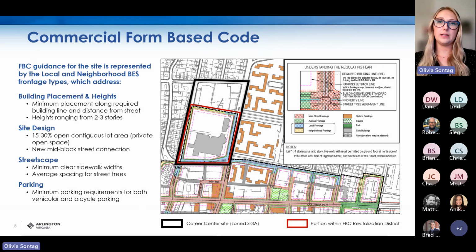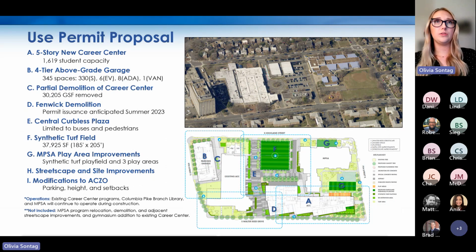So these address building placement and heights, site design, such as a mid-block connection, which APS has proposed in a slightly different location. I can back up to the last slide. And you can see again that the envisioned mid-block connection was right about here. And they've instead proposed another mid-block connection here, which again is limited to pedestrian, cyclists, and buses.